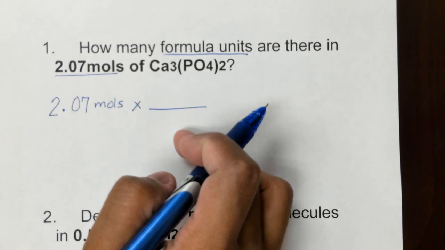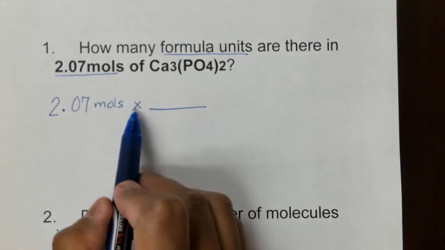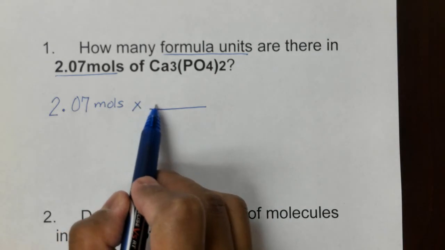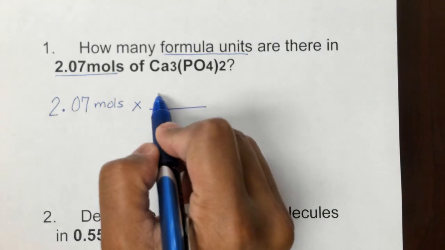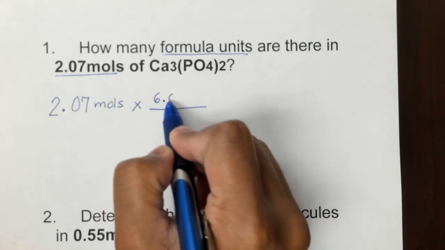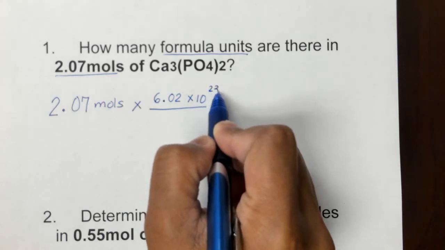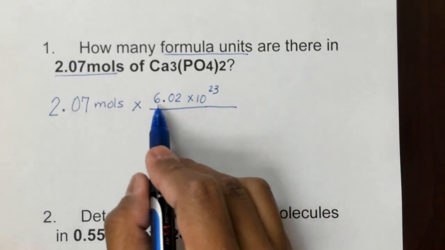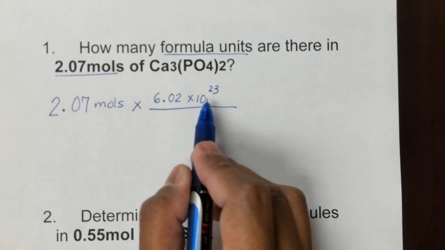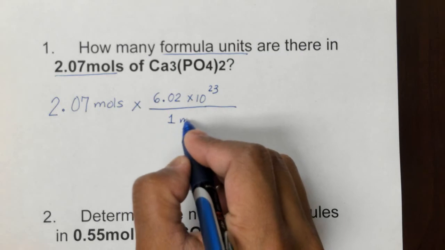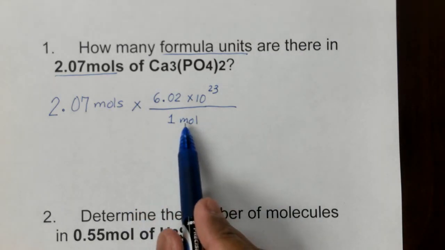It says in our step that we have to multiply it to our 6.02. So when we multiply something, we should put the 6.02 on top. So that's 6.02 times 10 to the power of positive 23. And this one is our Avogadro's number. And our Avogadro's number is always equivalent to our 1 mole. Mole is shortcut as MOL.